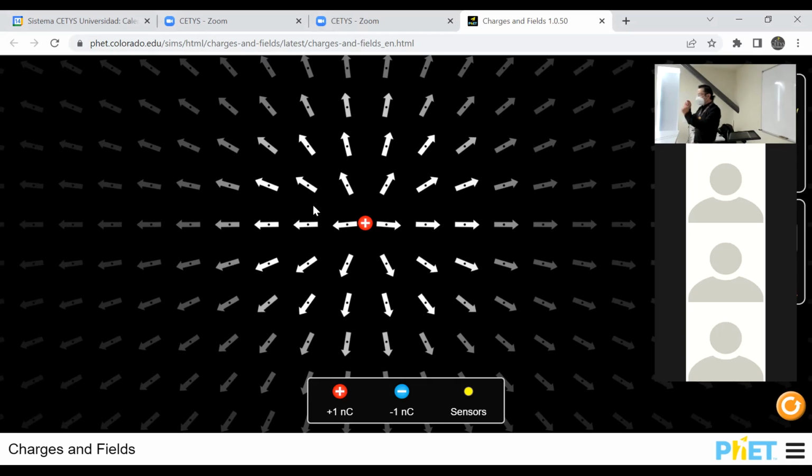For a positive charged object, the electrical field is always going to be pointing outwards. So the arrows are always going to be going to the outside for a positive charged object.